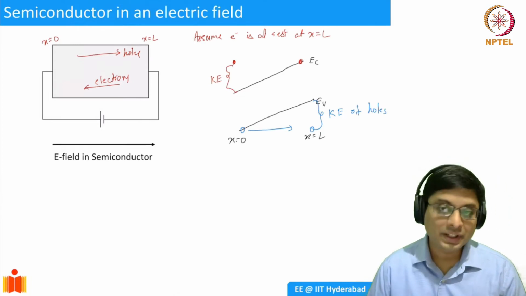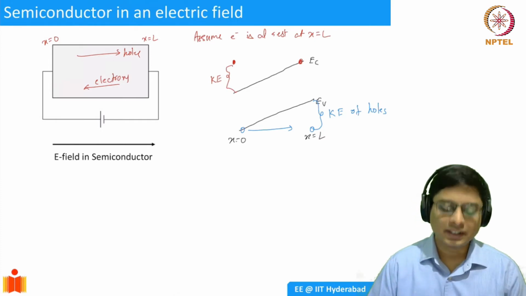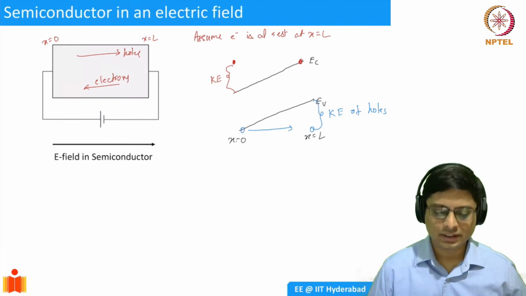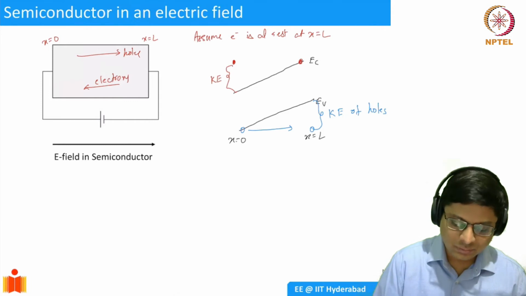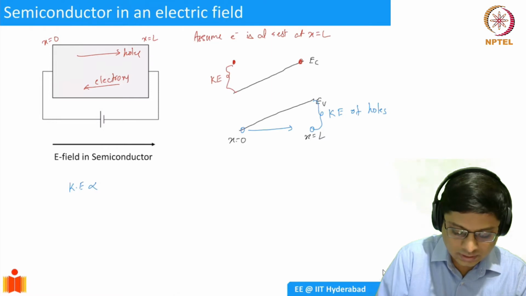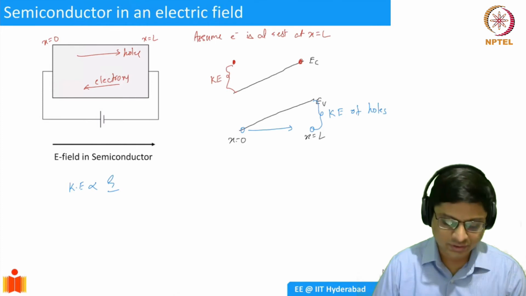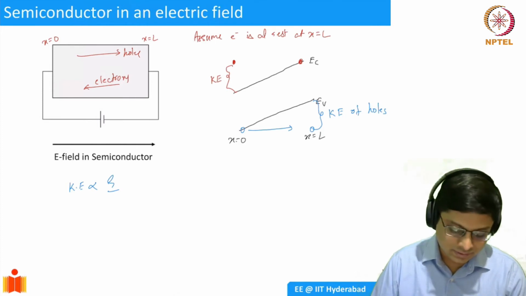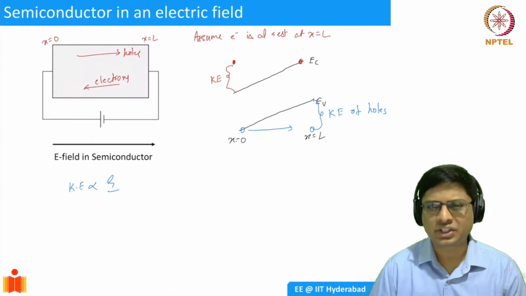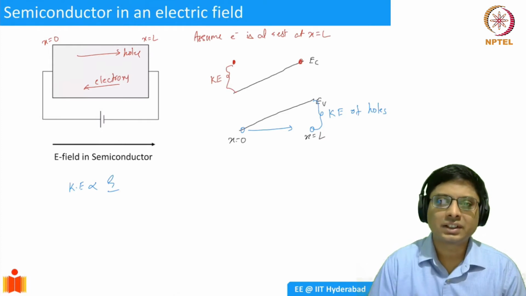So what are we doing here? The electric field in a semiconductor is essentially being represented by the gradient in the bands. This kinetic energy is going to be proportional to the electric field, isn't it? The greater the electric field, the greater the velocity, and the greater the kinetic energy. So how is it related? We know that the charge times the electric field is the force, and force times the distance is the energy.